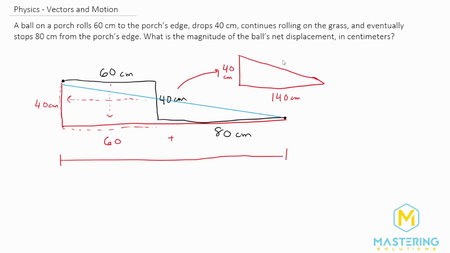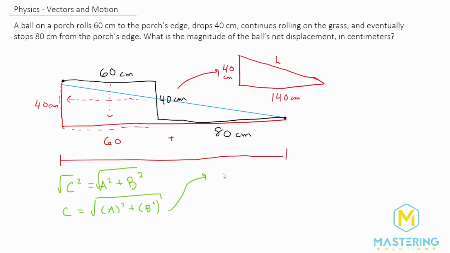To find the displacement, we'll say this is h for the hypotenuse. We can just use Pythagorean's theorem. Let's come down here and draw it. We know that c squared is equal to a squared plus b squared. To isolate c, we take the square root of both sides. So c is equal to the square root of a squared plus b squared.